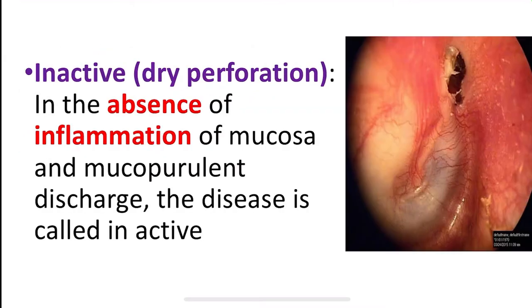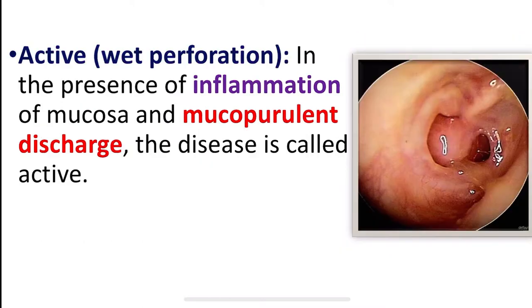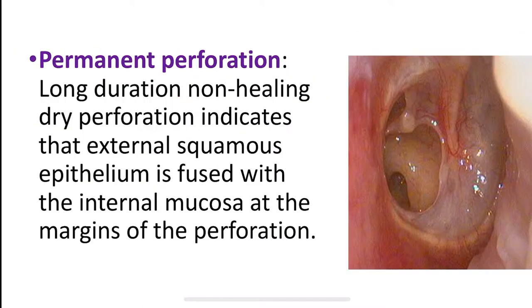Now, when it is inactive or dry perforation, there is absence of inflammation. It is dry. It is because there is no inflammation of mucosa and the mucopurulent discharge is absent. No inflammation, no mucopurulent discharge in the inactive type. Active, there is inflammation and there is discharge. Permanent perforation, the long duration of a non-healing dry perforation.